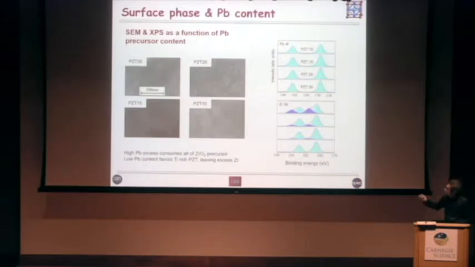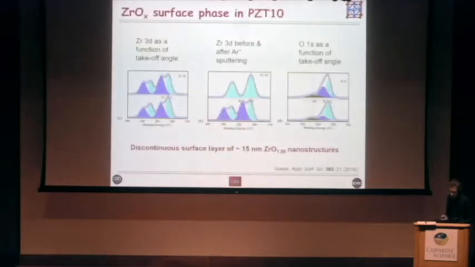This second component decreases with increasing lead precursor excess, and effectively at 30%, there are no more nanostructures, and this second high binding energy component has disappeared. Looking in more detail at the 10% sample, this is done as a function of takeoff angle, so we go to more glancing emission, and the second high energy component has increased, confirming its surface nature, so it's correlated with these nanostructures.